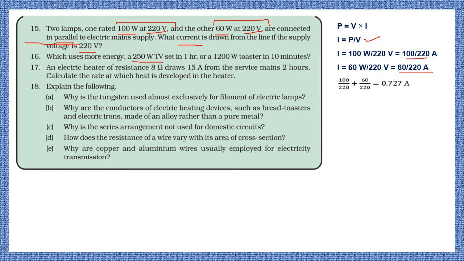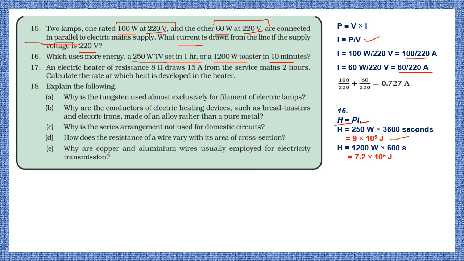The next question is which uses more energy, a 250-watt TV in 1 hour or a 1200-watt toaster in 10 minutes? Two appliances are there, one TV and one toaster. Which one will use more energy? Energy H is equal to PT. For the first case, H is equal to 250 into 3600 seconds, the answer will be 9 into 10 to the power 5. For the second case, H is equal to 1200 into 600, 7.2 into 10 to the power 5. Now you can see which appliance is using more energy.